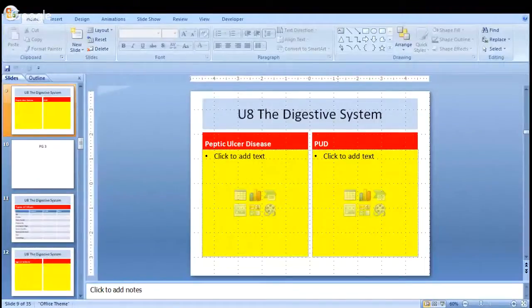Okay, so peptic ulcers have to do with a breakdown of the lining of the stomach. So now we're out of the esophagus, and now we're down in the stomach and the duodenum of the small intestine. And it is caused primarily by what? H. pylori. Yep, H. pylori. Okay, H. pylori is what?